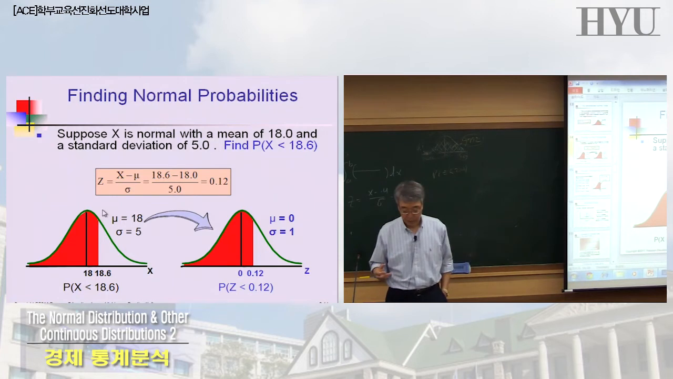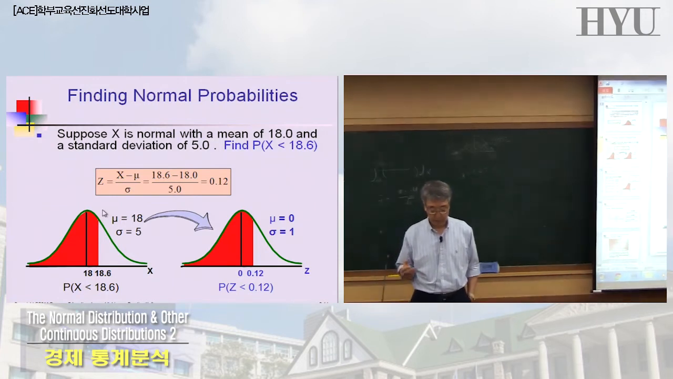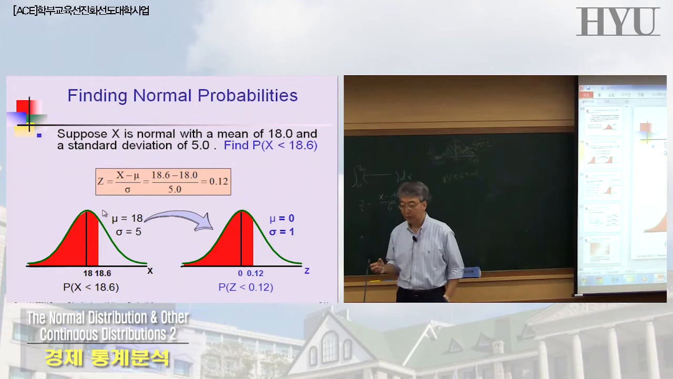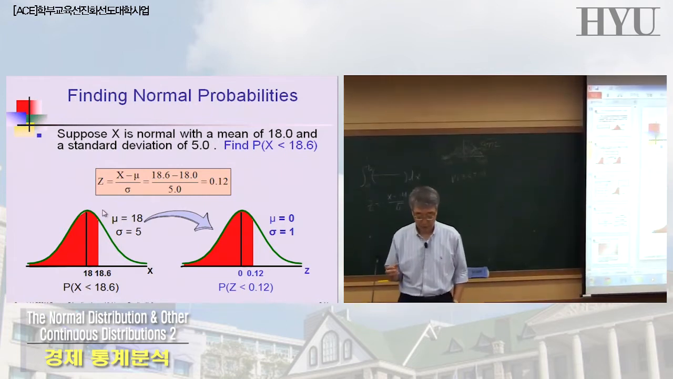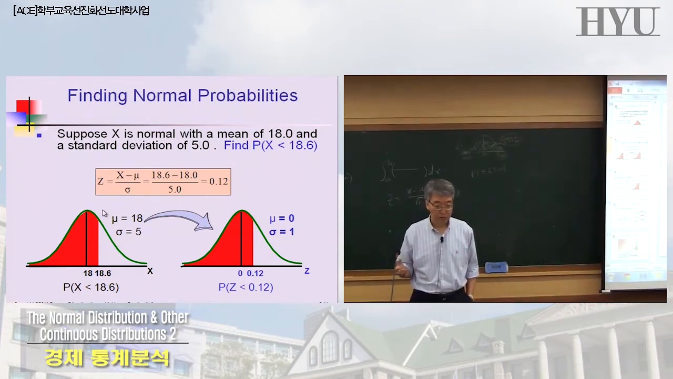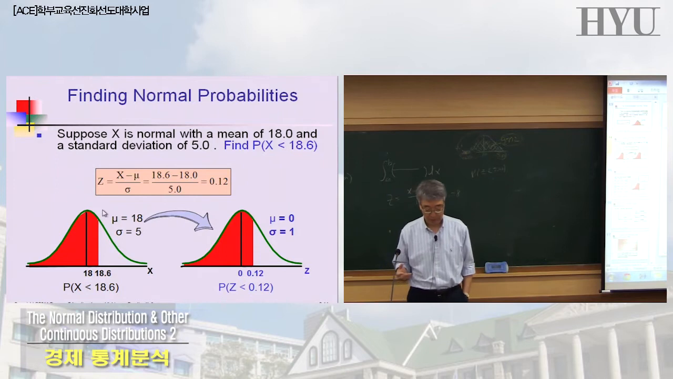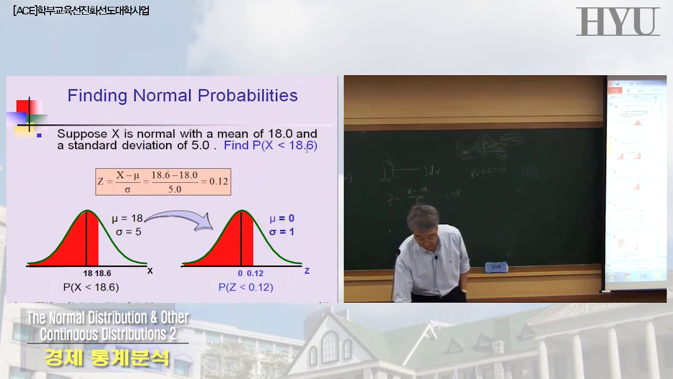Okay? So the internet service provider is telling us that our speed is very fast. So on average, it takes only 18 seconds to download, I guess, a huge file, maybe a movie or something, right? And what is the probability that it'll take 18.6 seconds or less? Okay? That's the setup, right? So the probability that x will be less than 18.6.